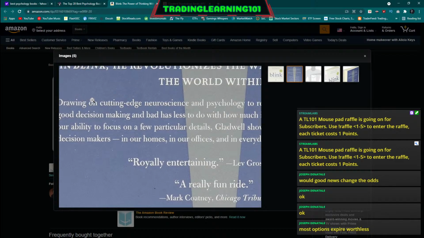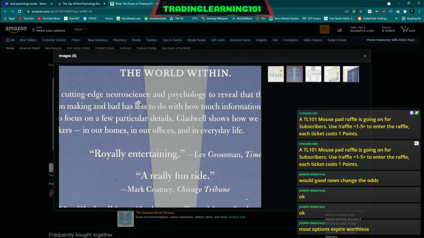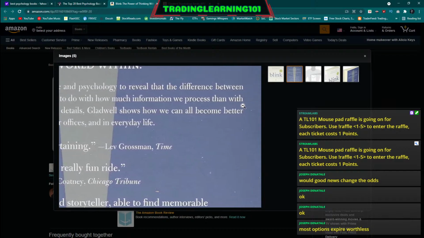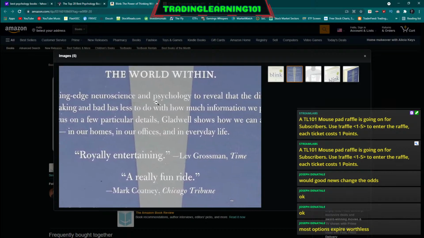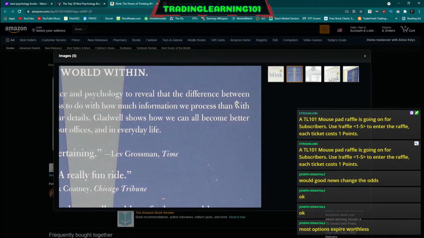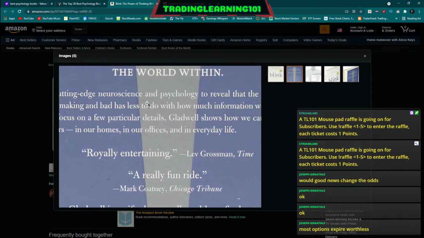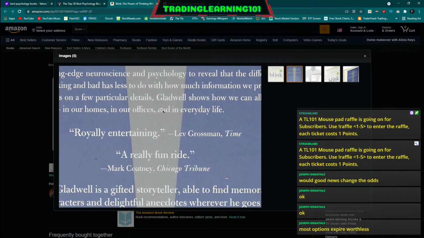The difference between good decision making and bad has less to do with how much information we process than with our ability to focus on a few particular details. Gladwell shows how we can all become better decision makers in our homes, in our offices, and in everyday life.